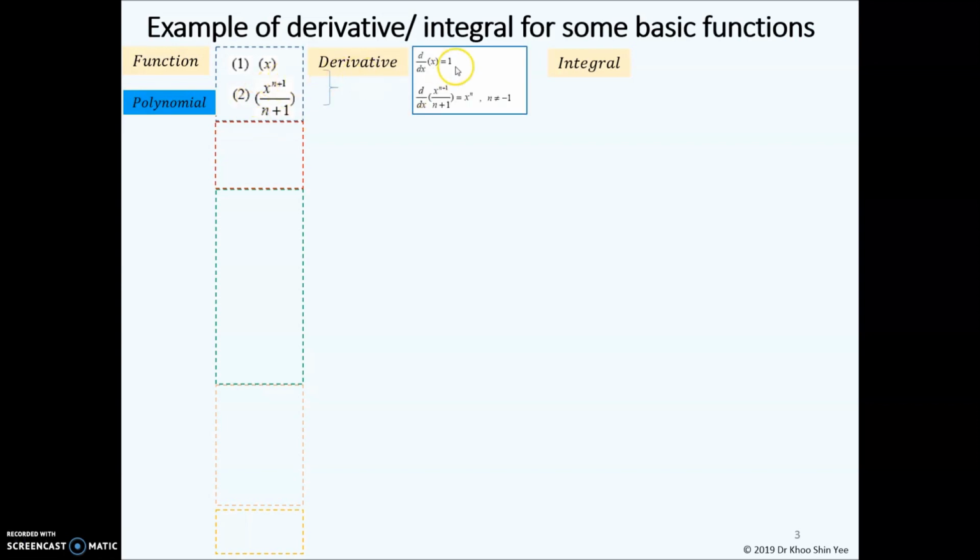So for the polynomial function, if you differentiate x, you should get equal to the constant 1. And if you differentiate x to the power of n plus 1 divided by the constant n plus 1, we should get equal to x to the power of n. And in this case, the n cannot be equal to -1.